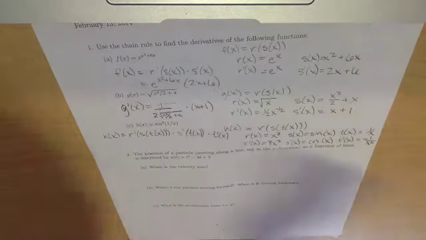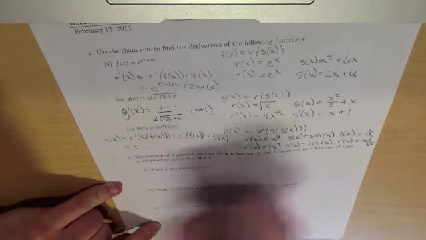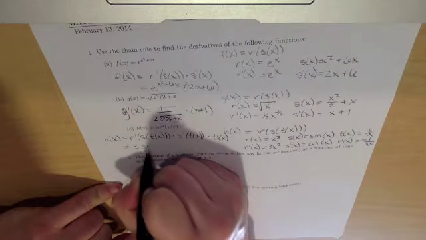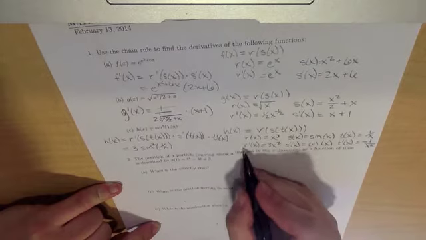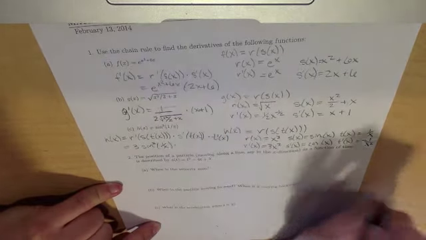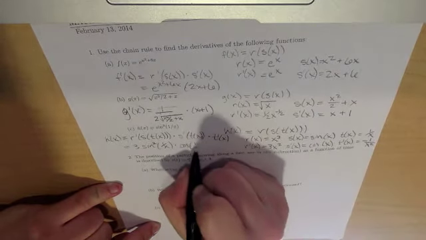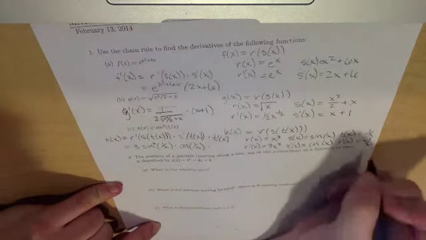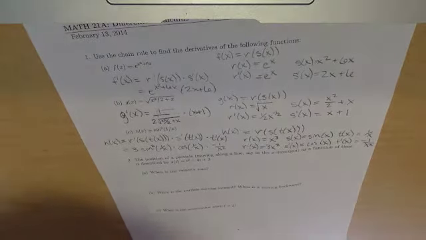Okay, so now if we plug all those together, we're going to get 3 times the sine of 1 over x squared, that's r prime of s of t of x, times s prime of t of x. Now s prime is cosine, and t of x is 1 over x, so cosine of 1 over x, times t prime of x, that's negative 1 over x squared. That's our answer.